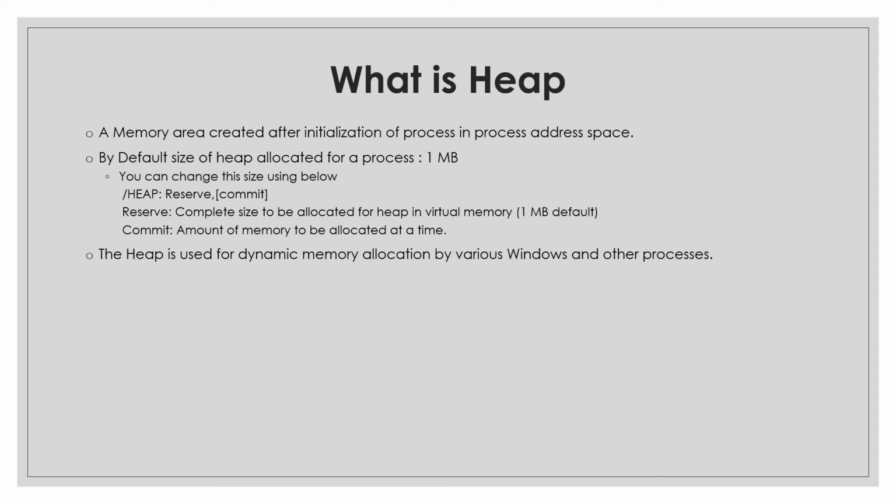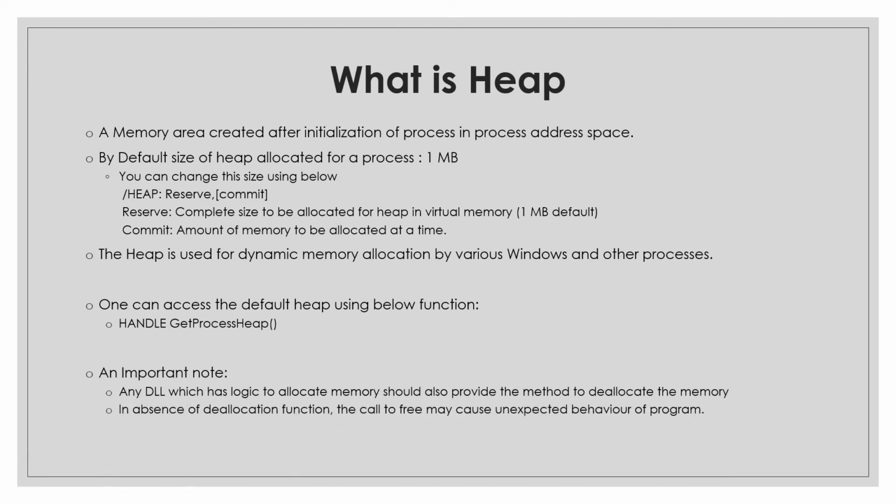The heap is used for dynamic memory allocation by various Windows and other processes. If you want to see the default heap, if you want to get the handle to the default heap, then you can use this function, GetProcessHeap. We will discuss handles when we discuss kernel objects in Windows in the coming videos. So as of now, you can just remember that GetProcessHeap is the function that can give you the handle to the default heap that has been provided to you by the system.